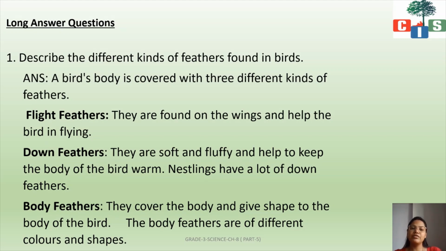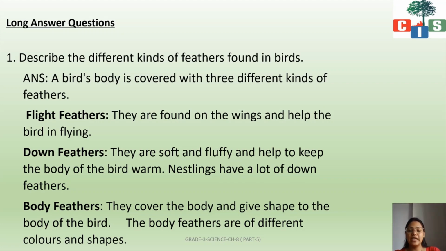Then the down feathers. They are soft and fluffy and help to keep the body of the bird warm. Yes, so this type of feather is soft and fluffy. To maintain the body temperature of the birds, down feathers are very important. Nestlings have a lot of down feathers. Means baby birds, they have a lot of down feathers.